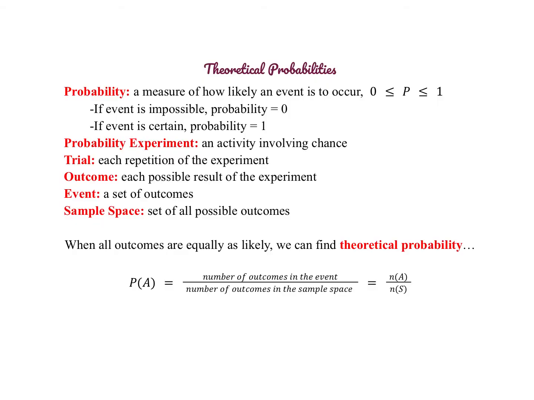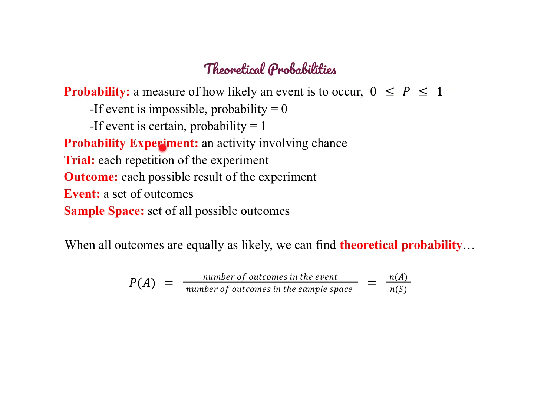Okay, so now that we know how to use set notation and describe the relationship between sets, we're going to start talking about theoretical probabilities. So probability is simply a measure of how likely an event is to occur. And the probability of something occurring will always be some value between 0 and 1, and it could include 0 or 1. So if an event is impossible, the probability is 0, and if an event is certain to happen, the probability is 1, and then all other probabilities would be somewhere in between.